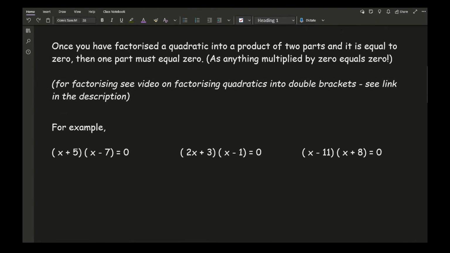Now, once you have factorised a quadratic into a product of two parts and it is equal to 0, then one part must equal 0, because when you're multiplying two things together, at least one of them must be equal to 0.